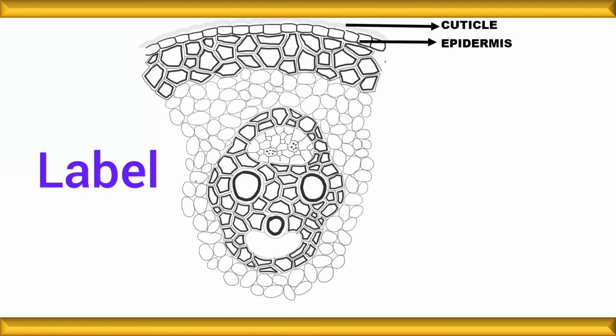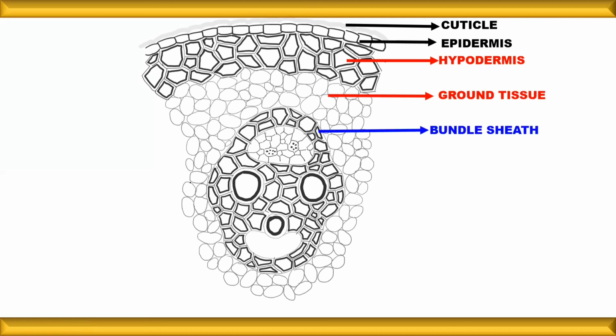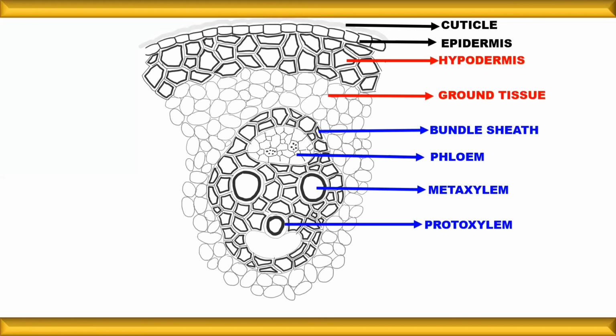Then go ahead with the labels. The outermost is the epidermis covered by the cuticle. Following that is the hypodermis. Yes, and then the next one is the ground tissue. After the ground tissue, the details of the vascular bundle: the bundle sheath, the phloem, metaxylem, and then of course the protoxylem, and finally the water containing cavity, which is also called the lysigenous cavity, and the surrounding tissue.